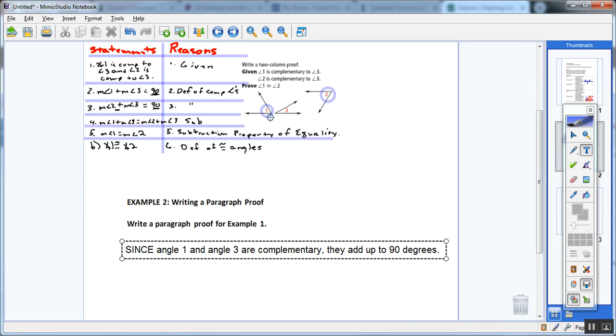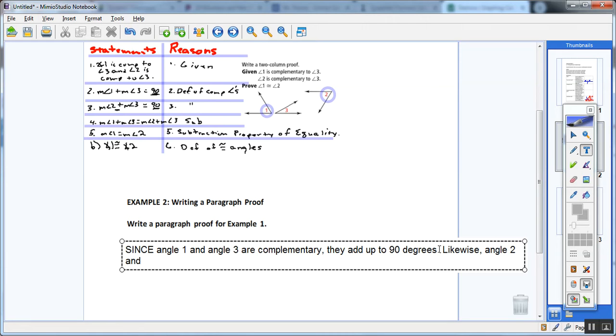Okay, so they add up to 90 degrees. So what else can I say after that? Also along those lines, what else was complementary? I can say, how about this? Likewise, angles... What other angles are complementary? 2 and 3. Likewise.